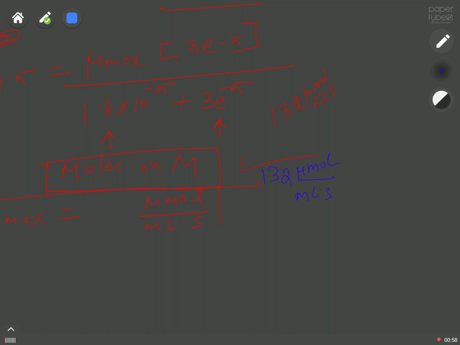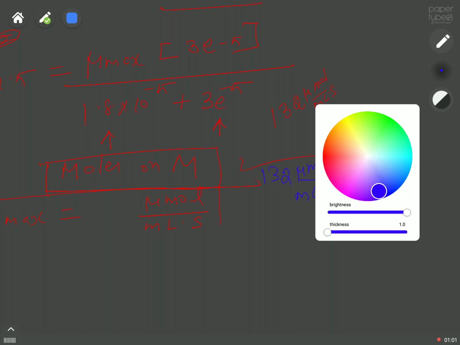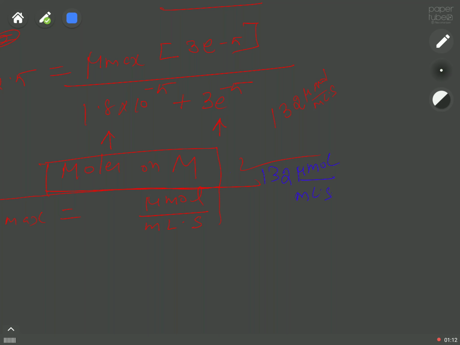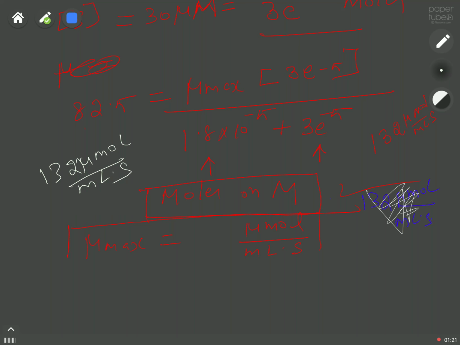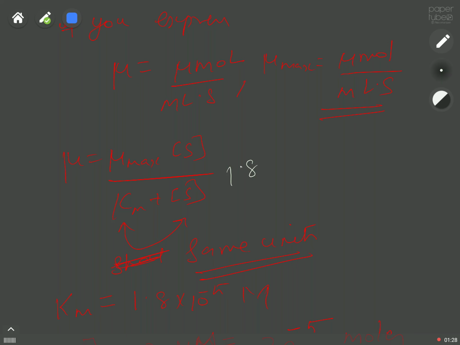And always pay attention if you are using Excel during the final exam. Change the color. So if you're using it for the final exam, let me write the answer. 132 micromole per milliliters per second. I know this is not bright. So that's your mu max. If you are using Excel, always try to remember: if I give 1.8 times 10 to the power of minus 5, you have to type 1.8e minus 5. So always pay attention.